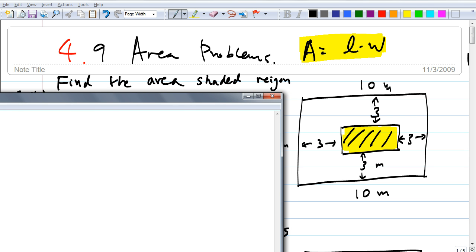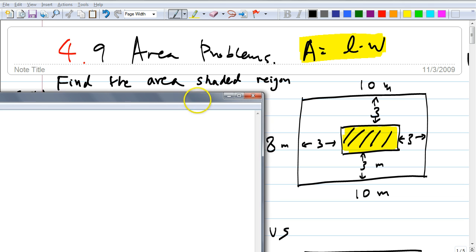Anybody have an idea? Oh, sorry. Here, is that better? Now you can see it. I need to show you this part. The length is 8 right here. Width is 10. Width, by the way, is how wide something is, so it goes from left to right usually.